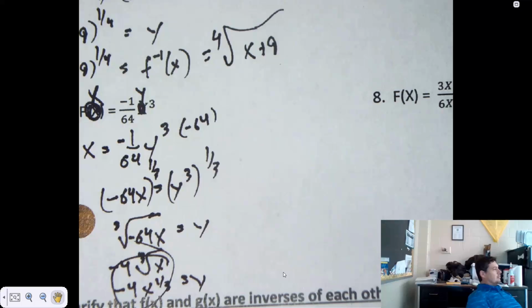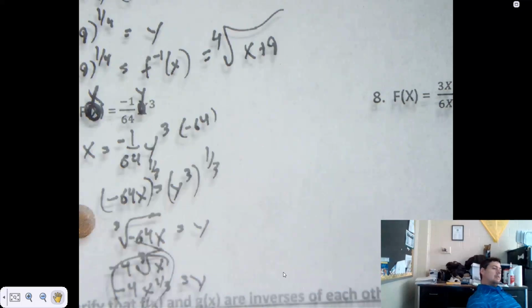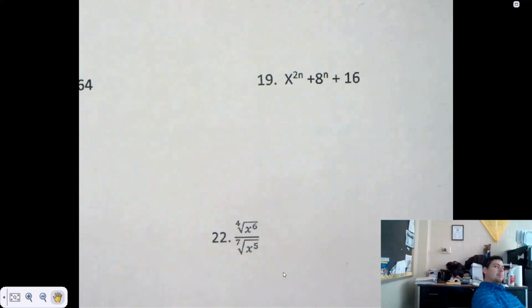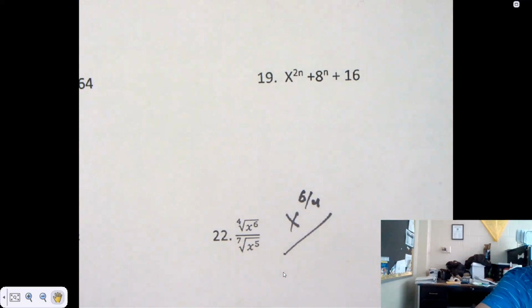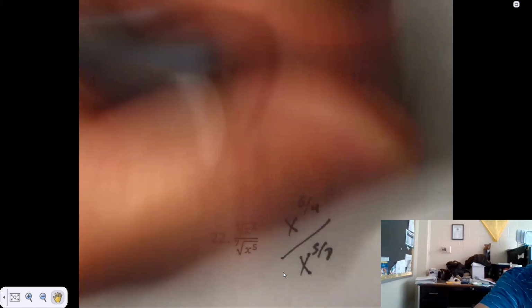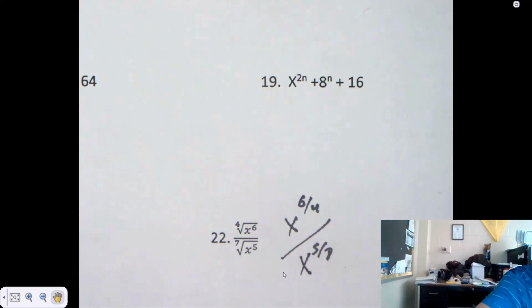What else you need to see? 22. Yeah. To do 22, what I did is I converted both of them into powers. I converted them into exponential form. We have an exponent: x to the 6/4 sitting over x to the 5/7.